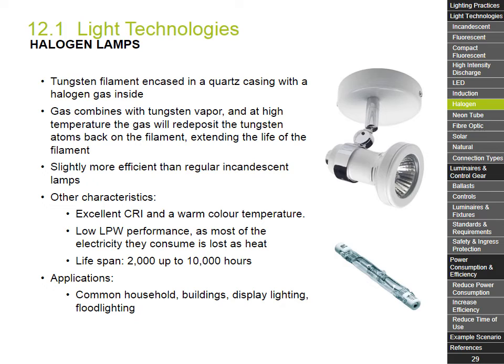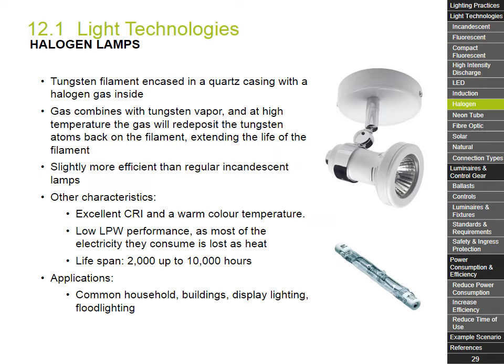Halogen lamps are categorized as an incandescent lamp. They also have a tungsten filament which is encased inside a quartz casing filled with halogen gas. This gas combines with the tungsten vapor at high temperatures, and then the gas will redeposit the tungsten atoms back into the filament. This recycling process extends the life of the filament and therefore the lamp.